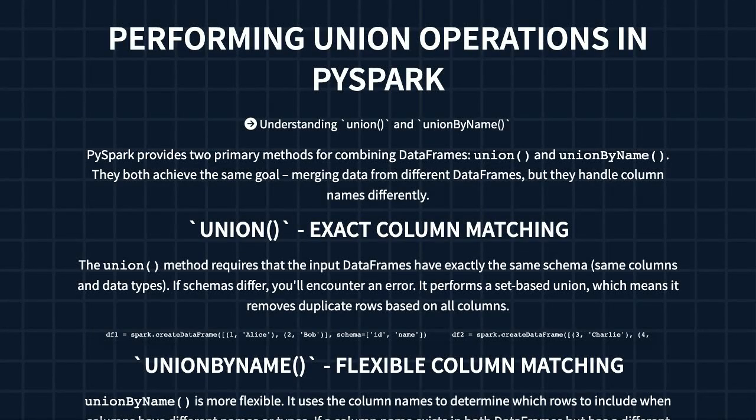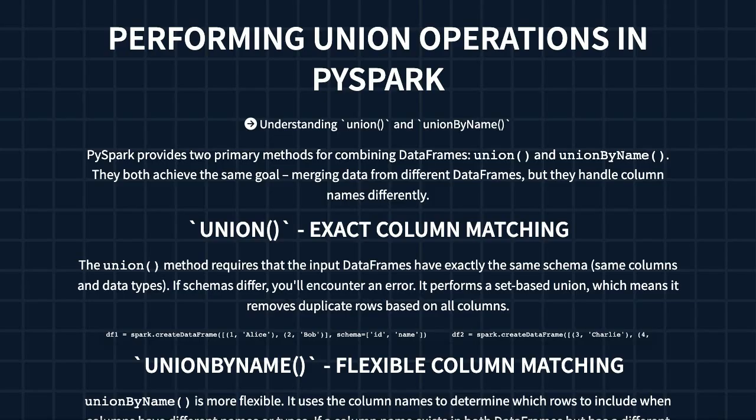Okay, let's talk about union operations in PySpark. There are essentially two ways to combine data frames, union and union by name. The key difference is how they handle columns. Union demands that both data frames have exactly the same schema, meaning identical column names and data types. If they don't match, you'll get an error. Think of it like merging two spreadsheets where every column has the same heading.